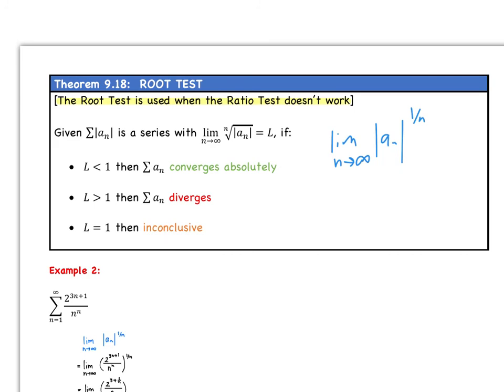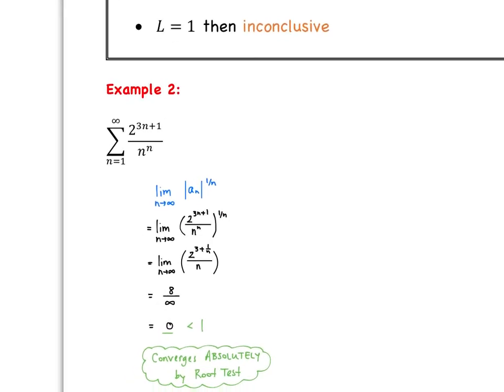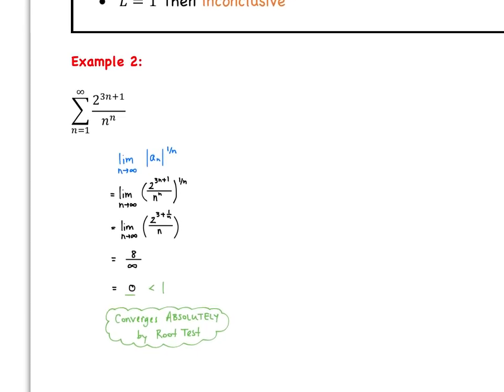All right, so let's take a look at this one and only example. Notice here I don't have any factorials, so the root test is potentially a good idea to use. So we're going to look at the limit as n goes to infinity of the absolute value of that series raised to the 1 over n. I can drop the absolute value bars at this time because it's not an alternating series.